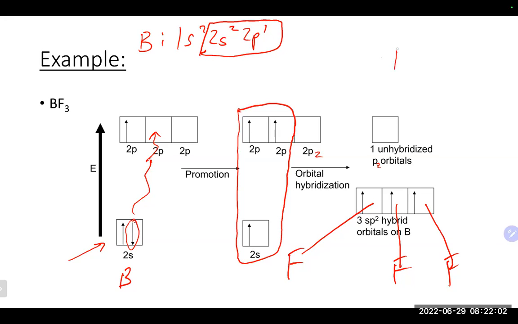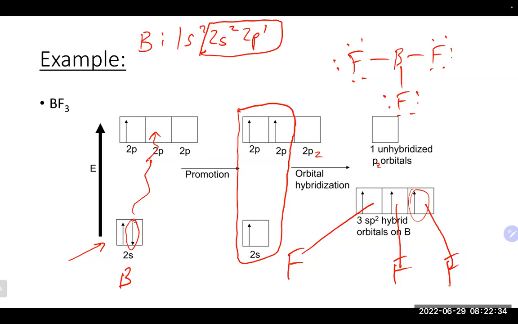Again, if you remember, it looks like this. So fluorine having the 2p5 is going to share electrons into here, allowing it to complete its octet and make the bonding that occurs in that case. Any questions on that one? So that is sp2 hybridization.